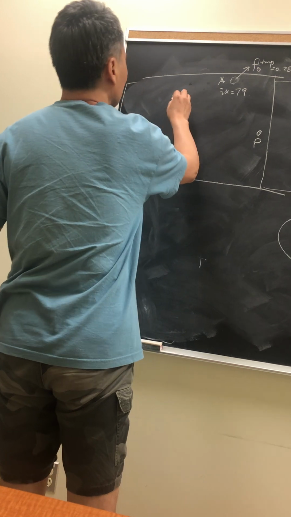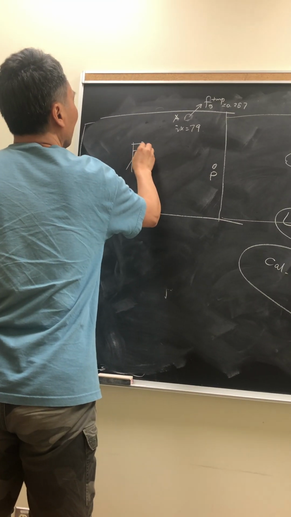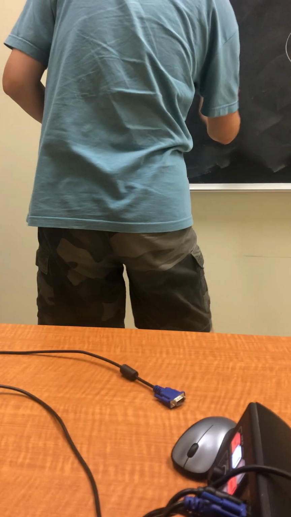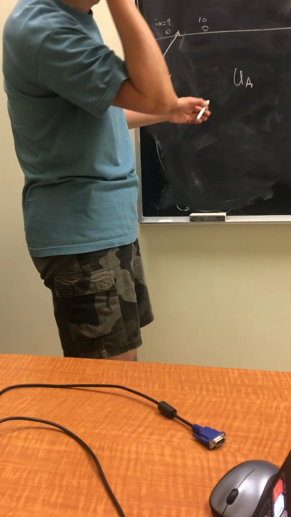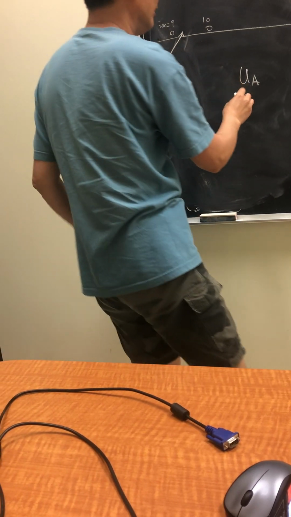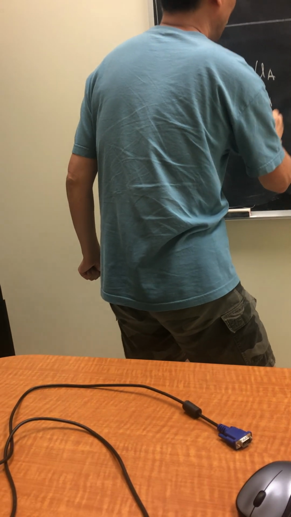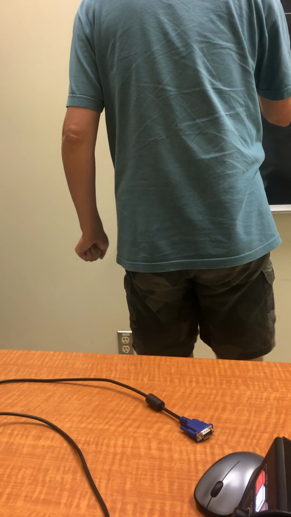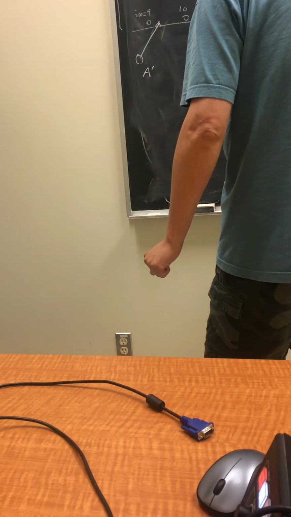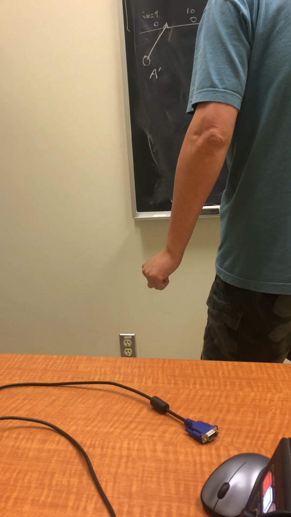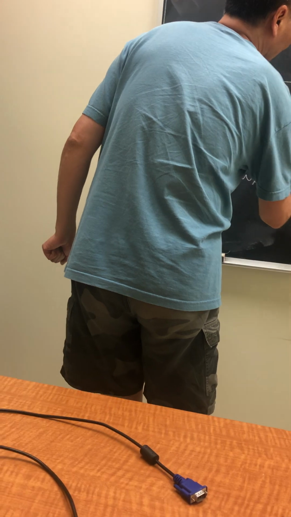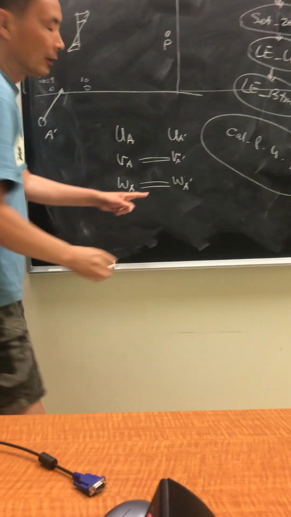So if we assume the shear flow is this way, right? So velocity A has three components: the U direction, the V direction, and the W direction. And they are related to UA prime, VA prime, and WA prime. So people assume that those things are the same.